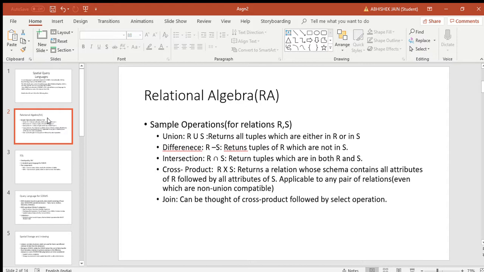Let's study relational algebra. Sample operations for, let's say, two relations R and S in relational algebra include union, which returns all tuples which are either in relation R or in S. The difference, R minus S, returns the tuples of R which are not in S. Intersection returns tuples which are in both R and S. Cross product returns a relation whose schema contains all attributes of R followed by all attributes of S, applicable to any pair of relations even if they are not union compatible. Join can be thought of as a cross product followed by a select operation.